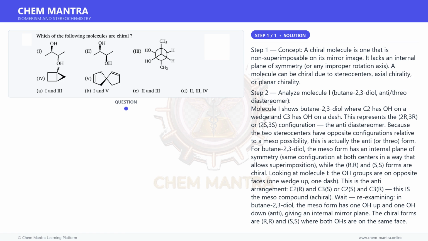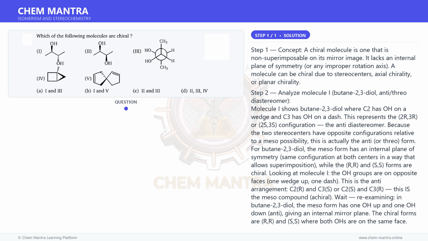The molecule has two stereocenters on the cyclopropane ring. The key question is whether it has an internal mirror plane. Given that both O groups are on the same side and both CH3 groups are on opposite positions, this molecule lacks a plane of symmetry and is chiral. Molecule 3 is chiral.